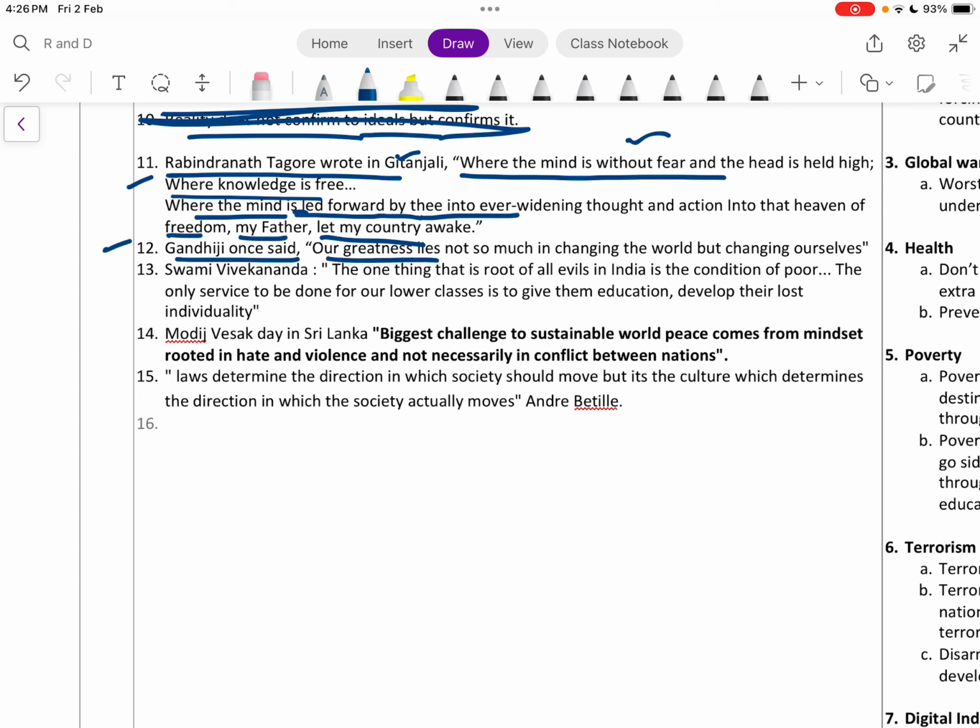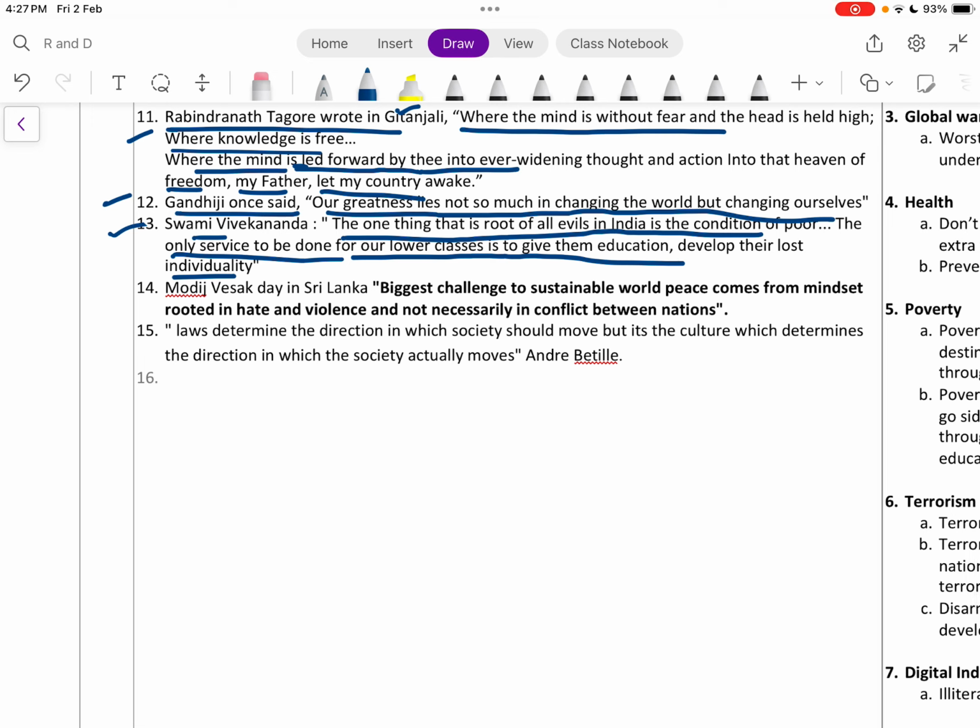Gandhiji said that our greatness lies not so much in changing the world but in changing ourselves. Okay. Swami Vivekananda said, the one thing that is the root of all the evil in India is the condition of the poor. The only service to be done for our lower classes is to give them education, develop their lost individuality. Okay. Modi ji, in Sri Lanka, has said that the biggest challenge to sustainable world peace comes from the mindset rooted in hate and violence, and not necessarily in the conflict between nations.